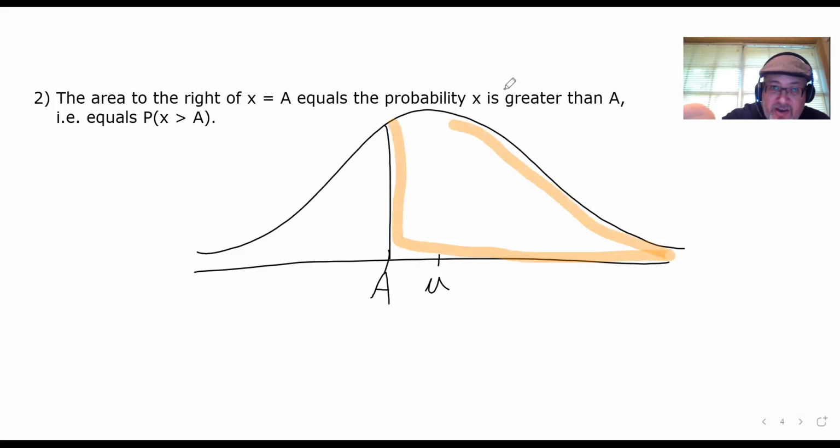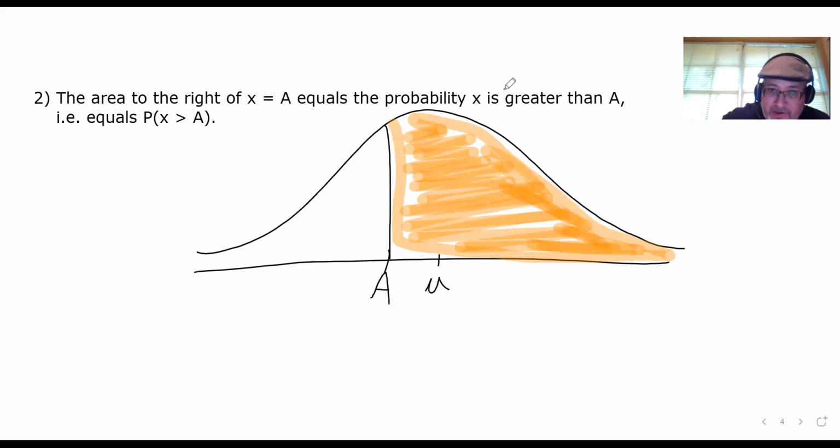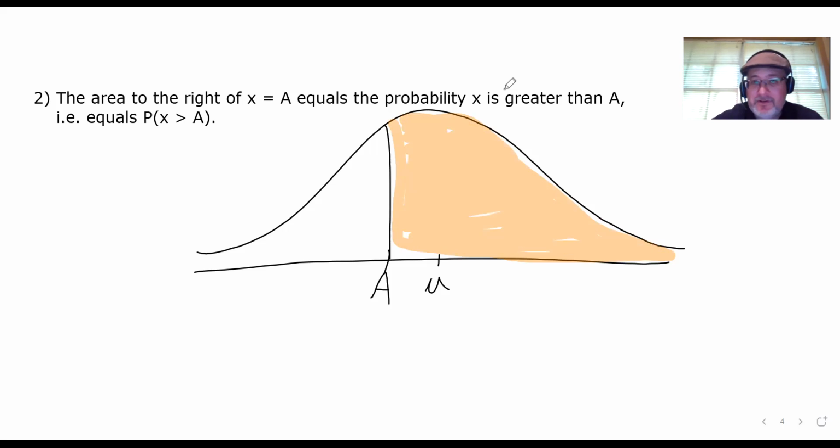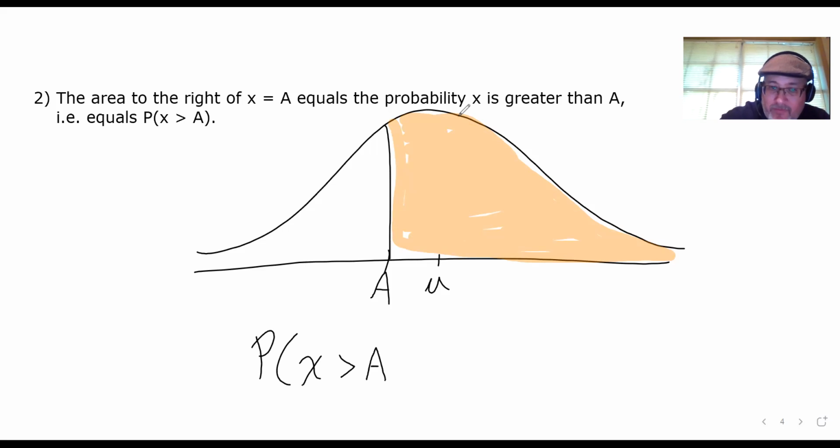I'll try not to pick up my stylus this time so that it doesn't have any dark spots when I let go. I think that's good. Notice it's monotone now. But if you have a value on your axis, doesn't matter where it is, left of center, right of center, it could be in the center, and you know the area to the right, then the probability that a randomly selected value is greater than whatever that A is, or whatever you're calling it, is equal to the right area.